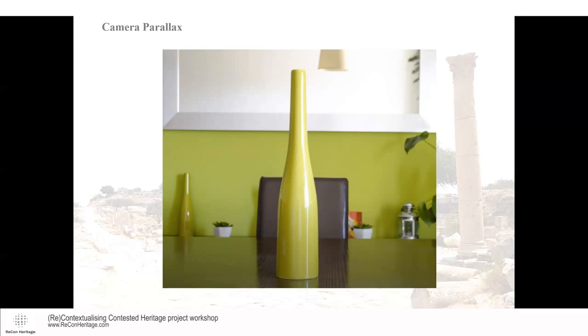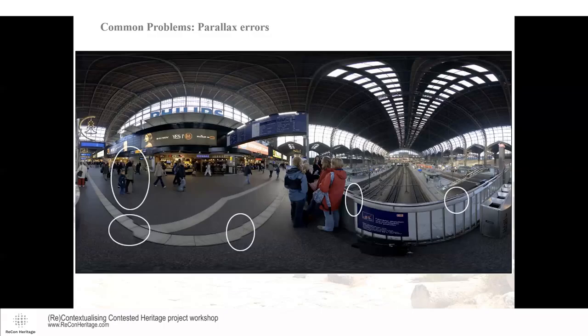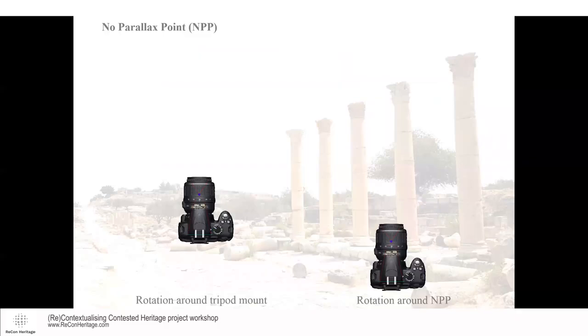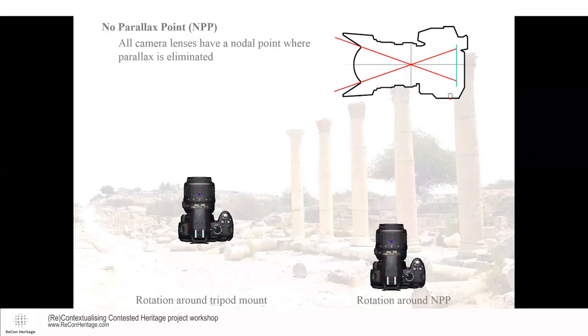So left and right, two images taken from very slightly different positions give you different views of the same subject. We talked about this in the photogrammetry session, about how that is useful for photogrammetry. For 360 photographs, it's a problem. And this is because in the camera, there is a point at which the light rays overlap. We called that the perspective center in photogrammetry.